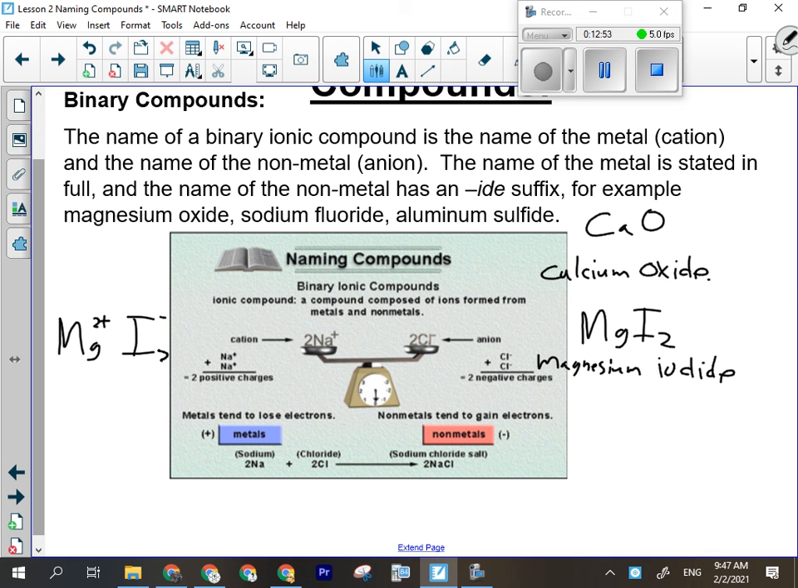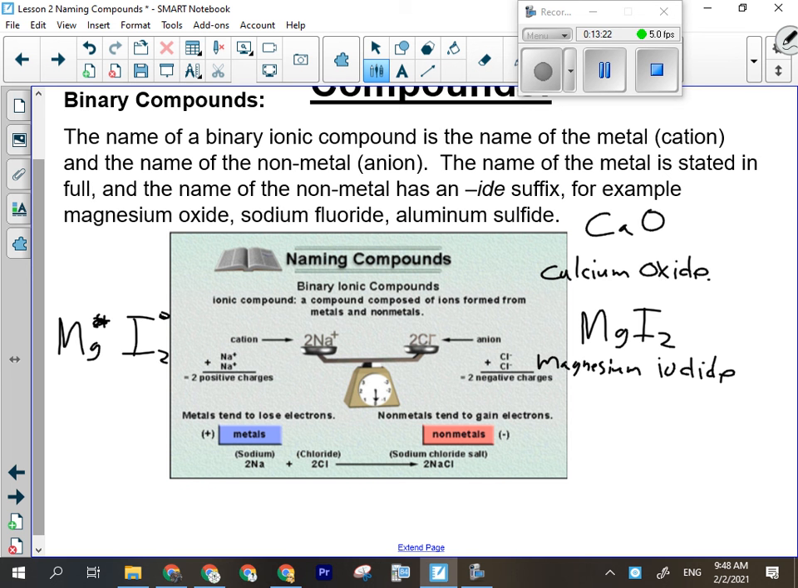This 2 comes down here, that 1 goes there, that's what balances the charges. The only way these 2 can go together is that way. So we don't have to say magnesium diiodide. We know if magnesium and iodide go together, they have to be 1 to 2. So there's never a prefix used in an ionic compound. All right, questions on that? So that should be the stuff that's familiar from Science 9.